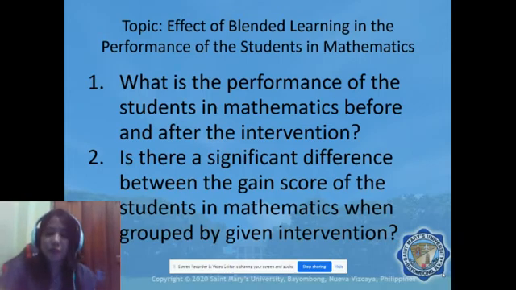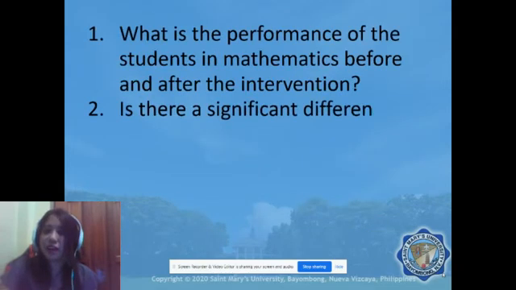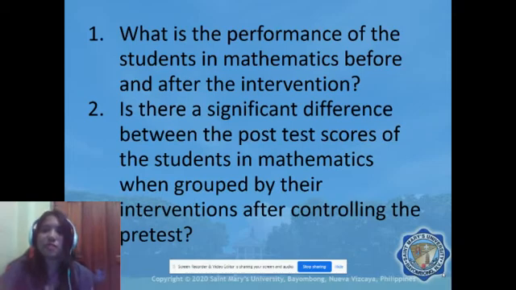Or if not, you can also ask the question, is there a significant difference between the post-test scores of the students in mathematics when grouped by their interventions after controlling the pretest? You can also use pretest as a covariate.